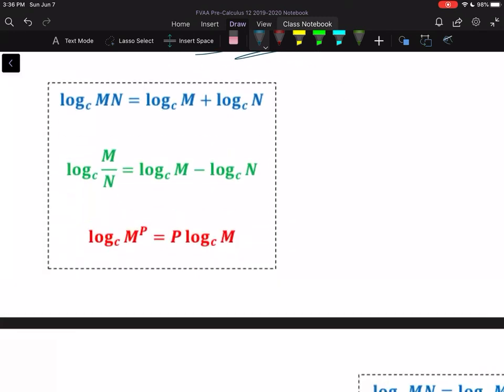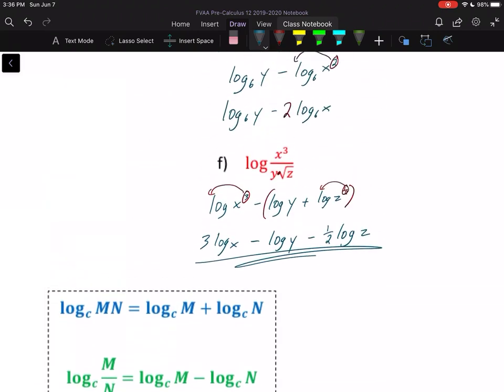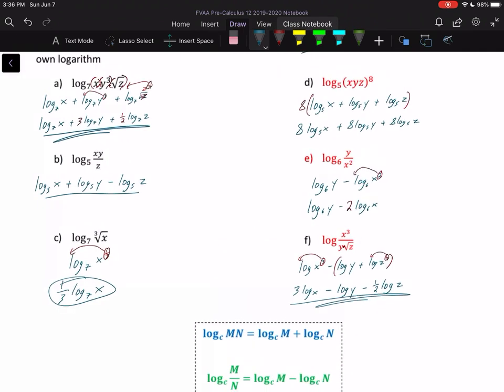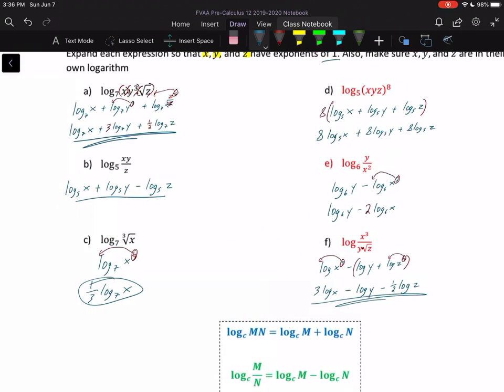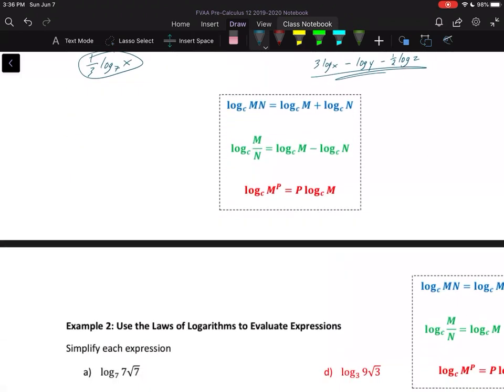Okay, so these are in your formula sheet, but make sure that you know them, because the more you have to refer to them on the test, the slower you're going to be in getting through the questions and being able to finish the test on time. All right, let's move on to the next page.